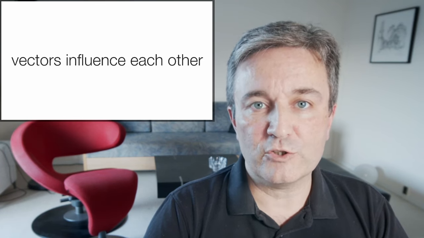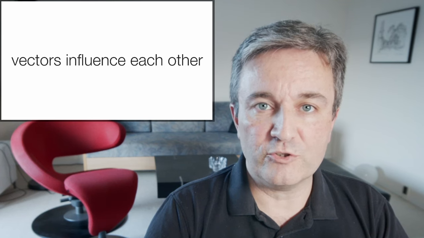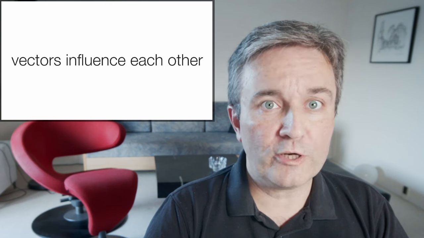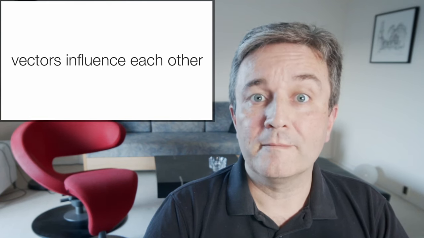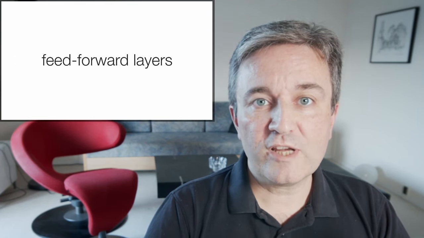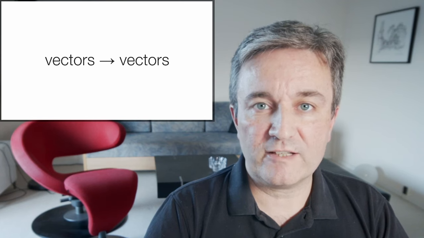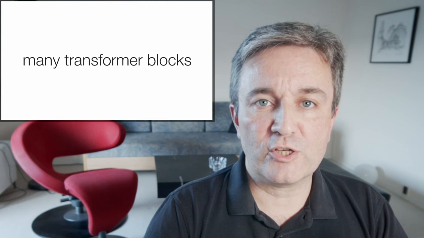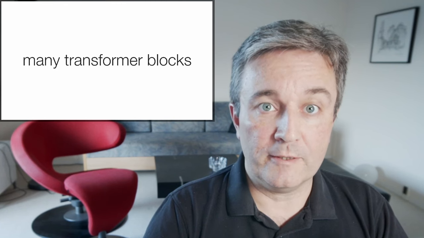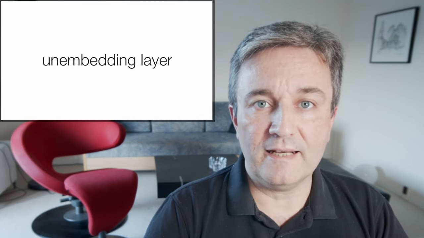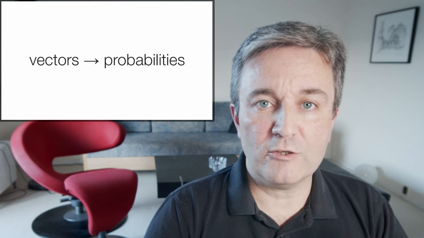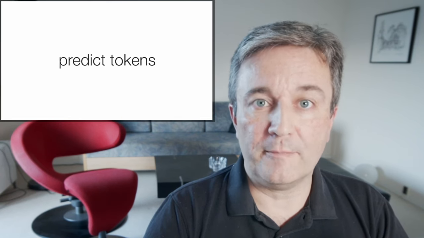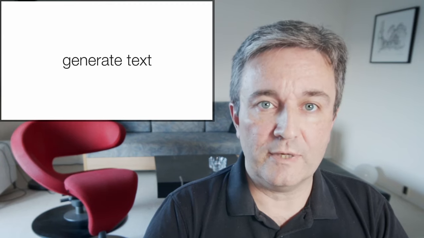What these attention layers do is that they allow the vectors to influence each other. In other words, the vector for orange depends not only on that word, but on the surrounding words as well, the context. You also have feed-forward layers which further allow vectors to be transformed into new vectors, and you can stack many, even hundreds of such transformer blocks on top of each other, before you get to the final unembedding layer that turns the vectors back into probabilities. These probabilities allow you to predict tokens, for example, the next token, and thereby generate text.